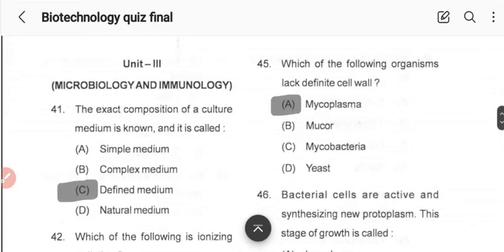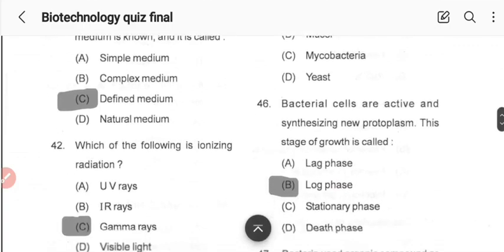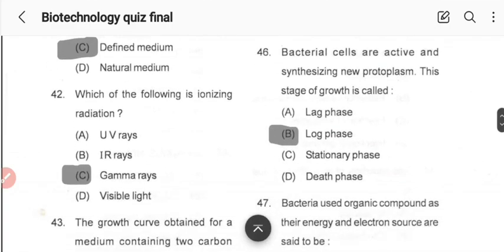Which of the following organisms lack a definite cell wall? This is mycoplasma. They don't have a cell wall. Yeast has a cell wall. Mycobacteria, mucor, all have a cell wall, but mycoplasma doesn't. Then, bacterial cells are active and synthesizing new protoplasm. This stage of growth is called log phase, because here the bacterial cells are actively dividing. Actively dividing, that's why this is log phase, also called exponential phase.